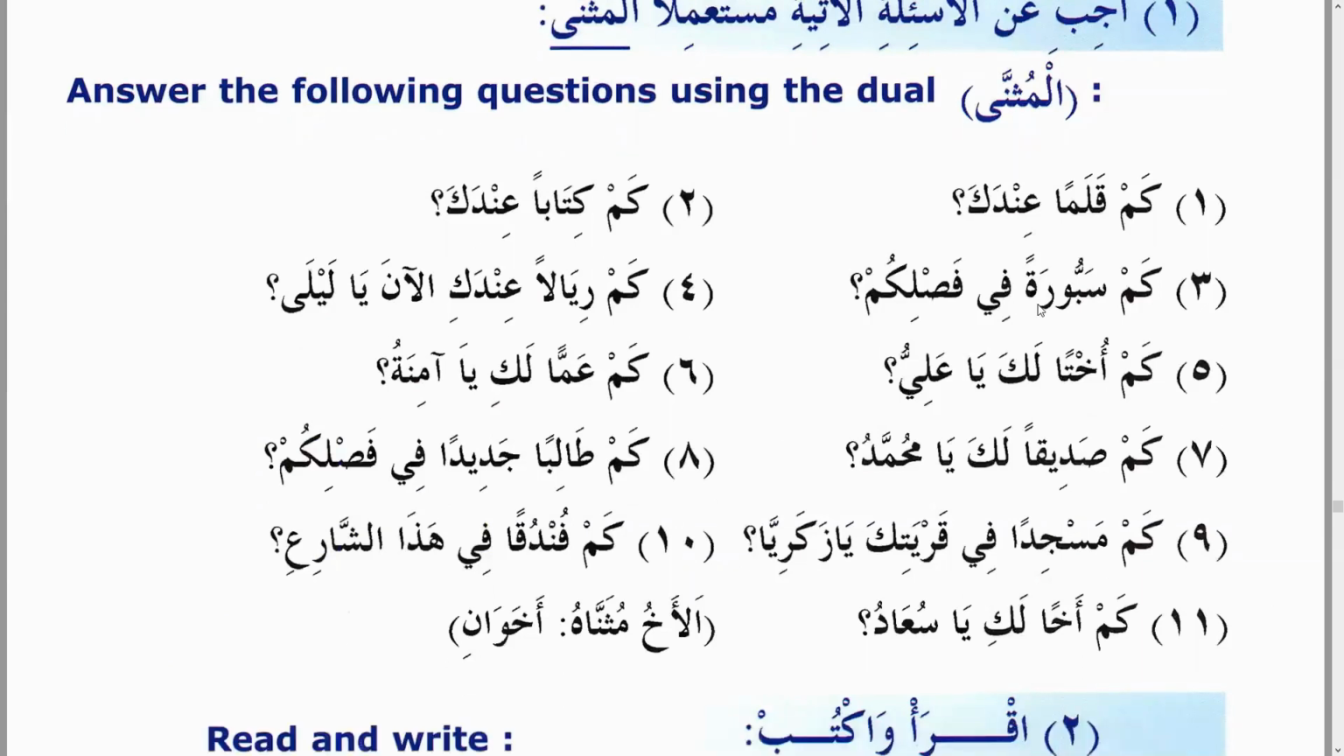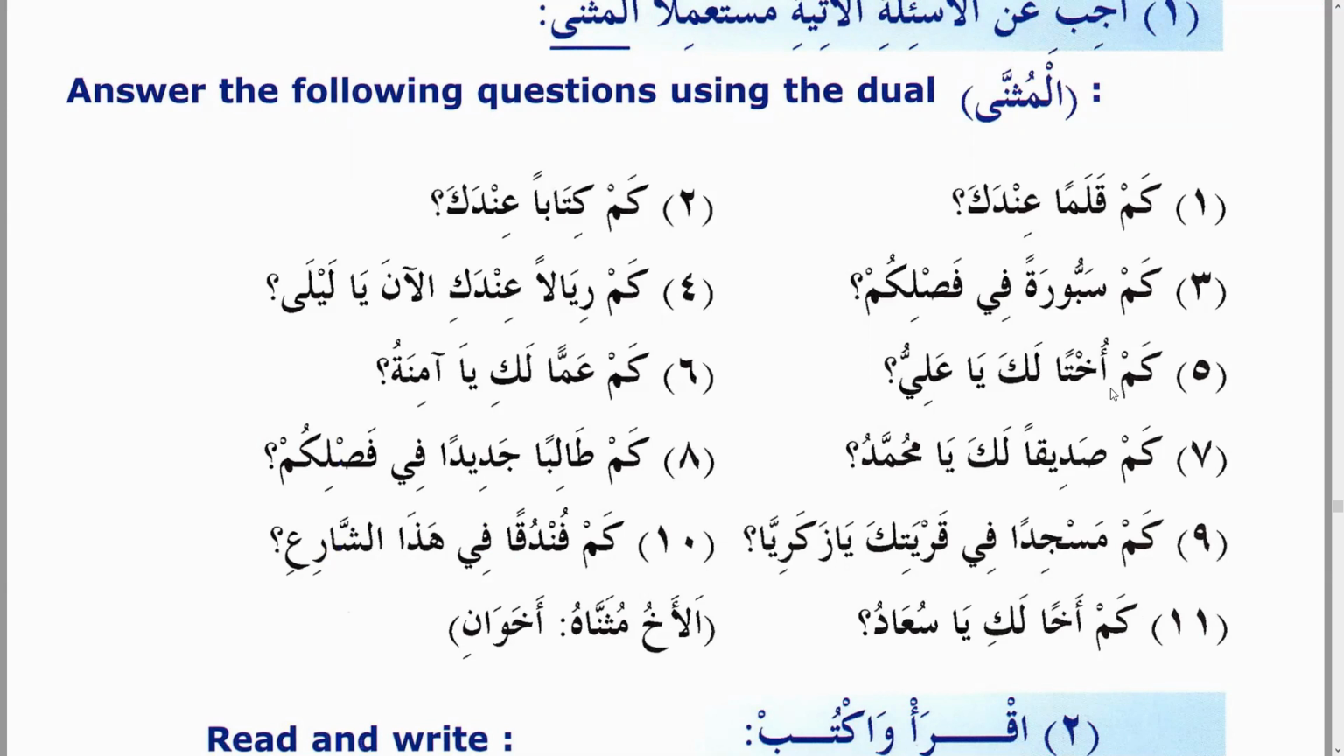Very easy. Kam saburatan fi faslikum. How many boards are there in your room, in your class? So fi faslina, in our room, we have saburatani. Fi faslina saburatani. Kam riyala indaki al-ana ya Layla. How many riyals do you have now, oh Layla? So, indi riyalani. I have 2 riyals.